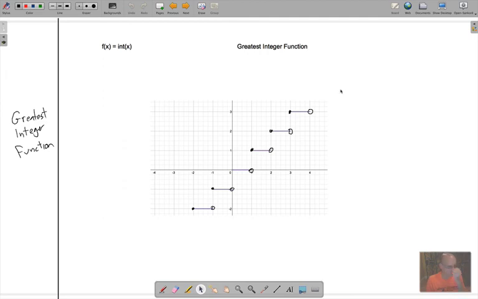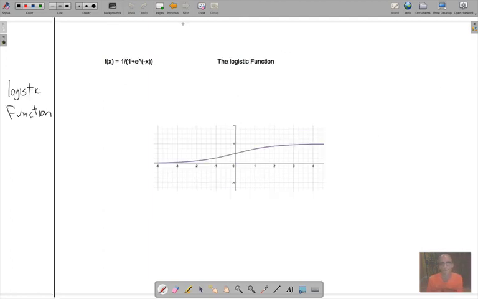Now this one, domain is your x values, and your range are all integers. We could write that other ways, but I'm comfortable just writing it out.